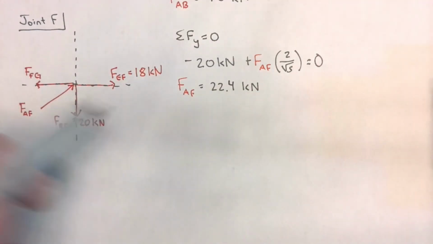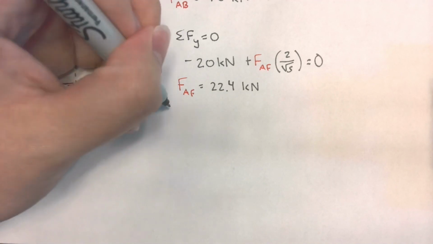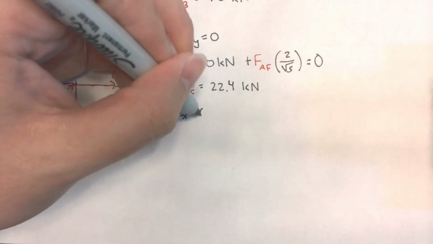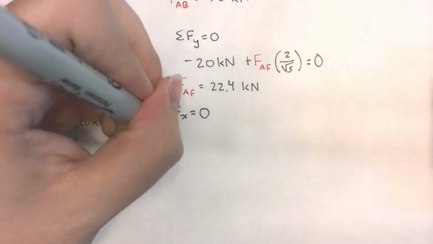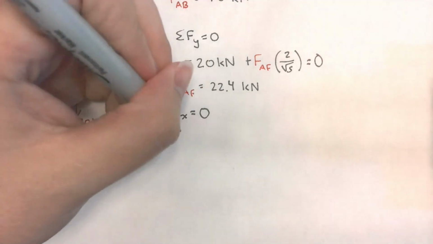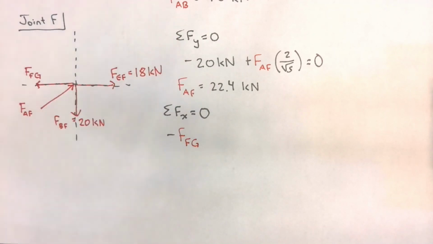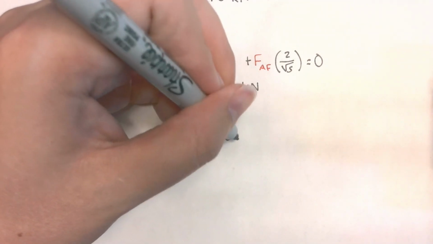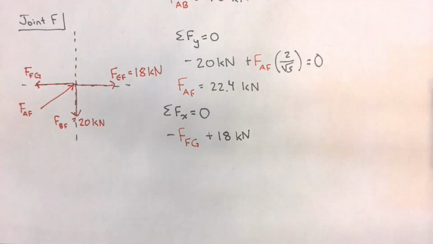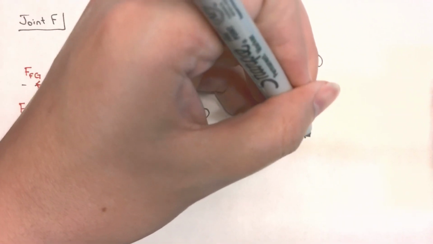It's in compression, positive value. We assumed the direction correctly. Now I can jump to my sum of forces in the x direction. In the x direction, I have an unknown force FG in the negative x direction, so negative force FG. I have a positive force EF of 18 kilonewtons. And then I have a positive component of my force AF. So plus my force AF, which was 22.4 kilonewtons.